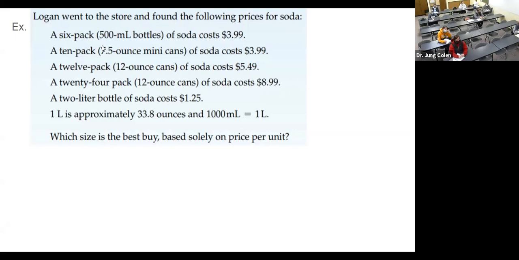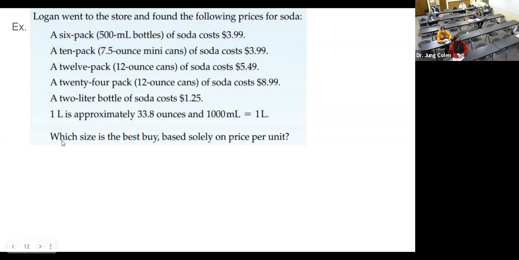A 6-pack of 500 milliliter bottles of soda costs $3.99. A 10-pack of 7.5 ounce mini cans of soda costs $3.99. A 12-pack of 12-ounce cans of soda costs $5.49. A 24-pack of 12-ounce cans, same size, of soda costs $8.99. A 2-liter bottle of soda costs $1.25. 1 liter is approximately 33.8 ounces, and 1,000 milliliters is 1 liter. Well, this is just given to you.